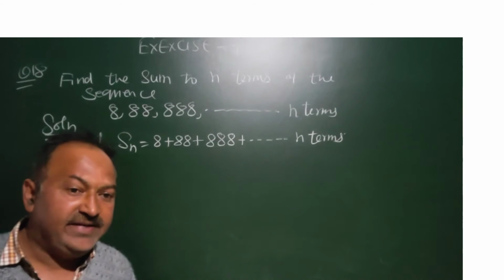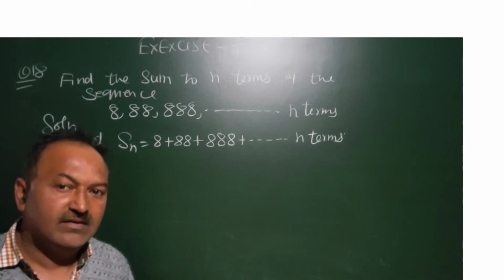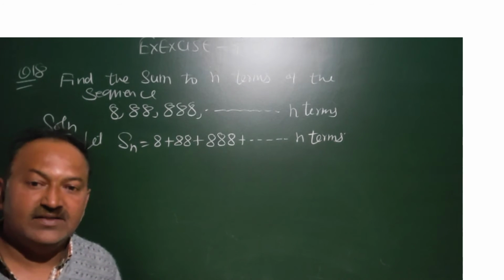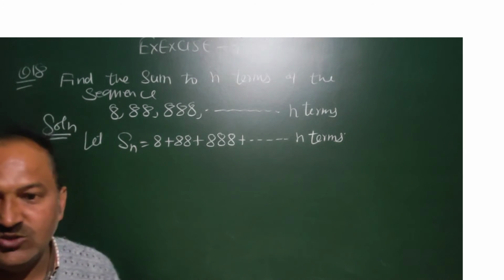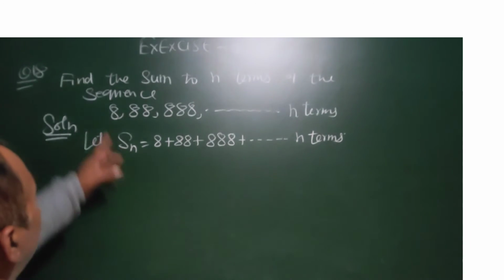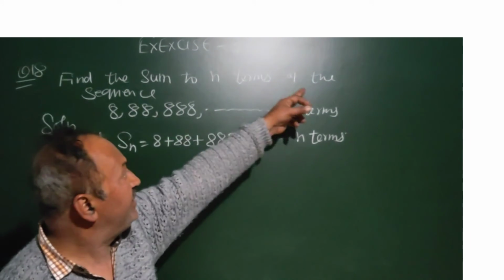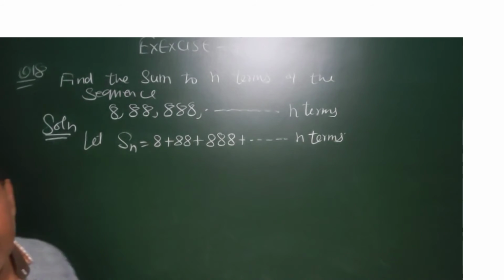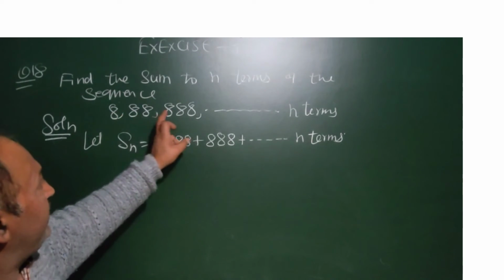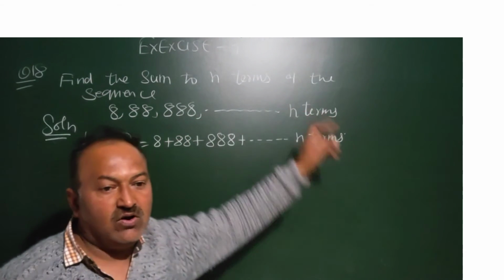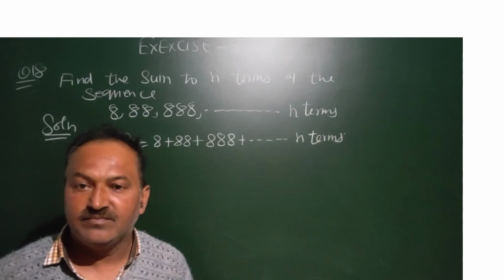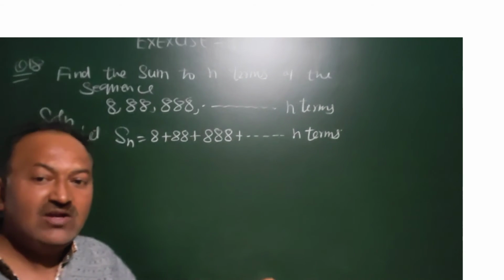Now question number 18. Very important question for examination as well as competition point of view. The question is, find the sum to n terms of the sequence 8, 88, 888 and so on up to n terms. You have to find the value of Sn.